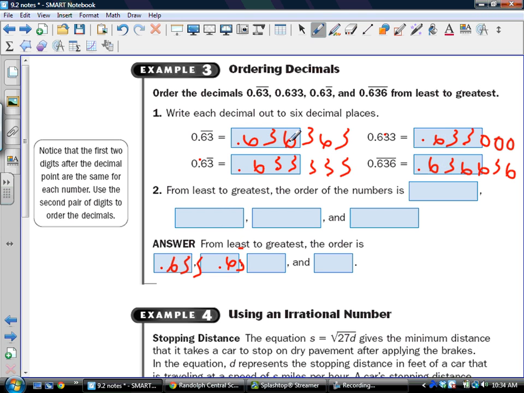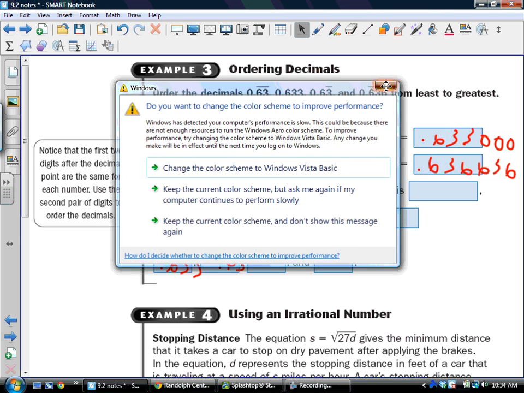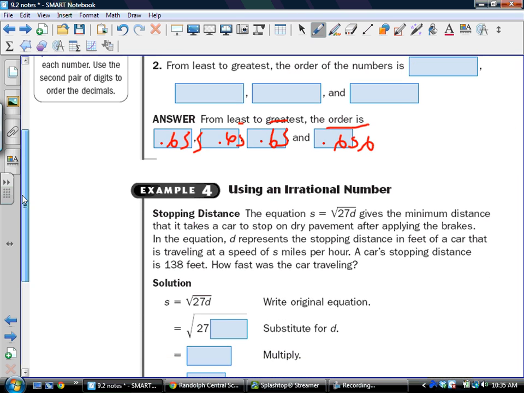Now the other two both had 6's in the third place, so I go to the fourth one, I got another 6, and this one I have a 3, and so this is definitely going to be smaller than that one, so I have 0.63 both repeating. And the biggest would be the 636, all repeating. So whenever you want to compare these repeating decimals, the best is to expand them out a ways so you can see where they're actually different.